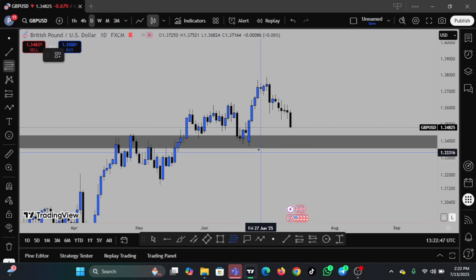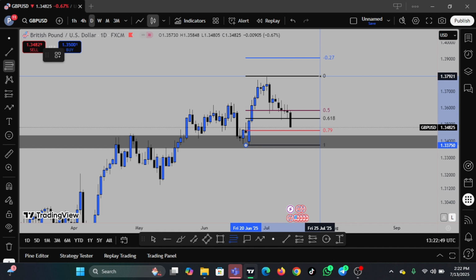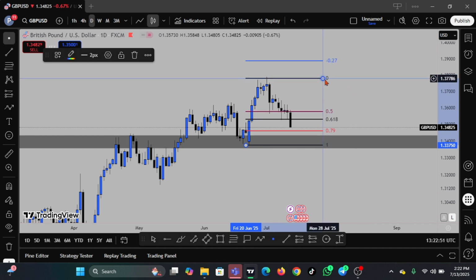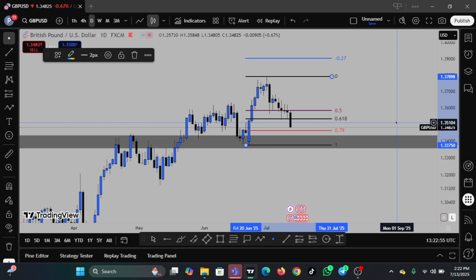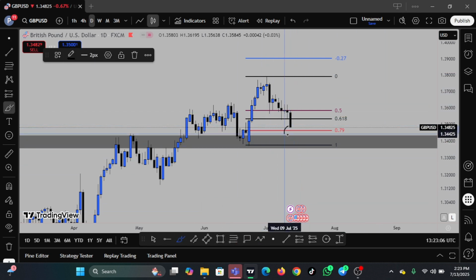Alternatively, I can as well apply my Fibonacci. So we'll see that from the concept of Fibonacci, we have the 0.5 and 0.618. Both of these levels fail to hold price. So the last level on my Fib is the 0.79. Price can retrace into the 0.79 and then we can attract some buys here. Then we want to push this market back to the upside.